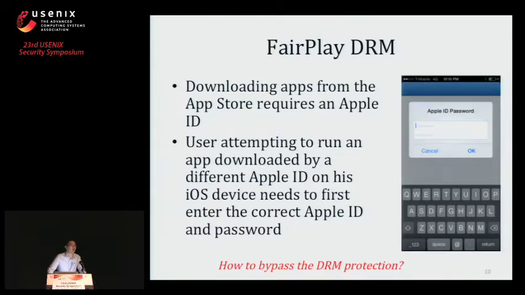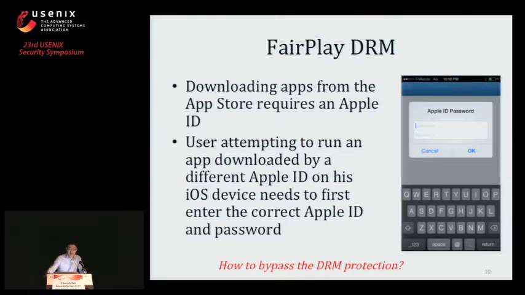Basically, it's a pair of the Apple ID and the password. Without knowing the victim's Apple ID and the password, attackers cannot download and install apps on behalf of the victim. But if we try to run some apps downloaded by a different Apple ID on our iOS device, you will see that iOS is able to detect the DRM violation.